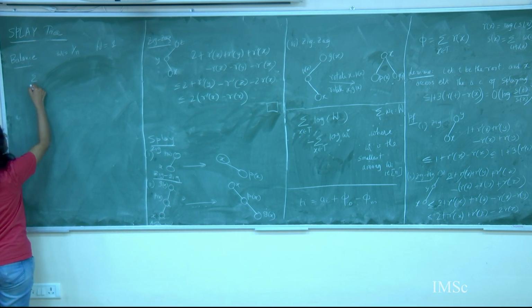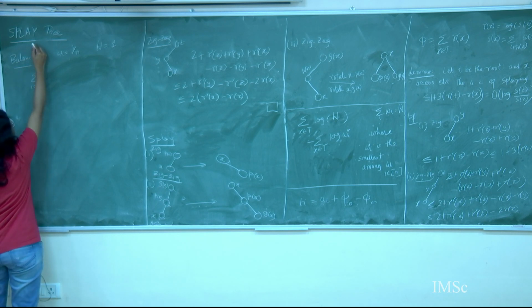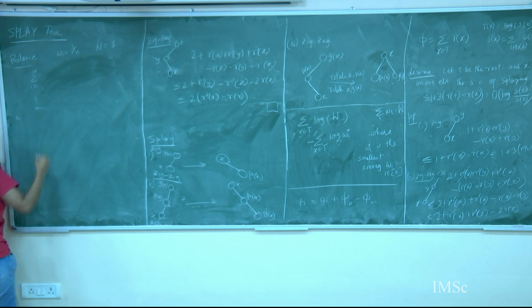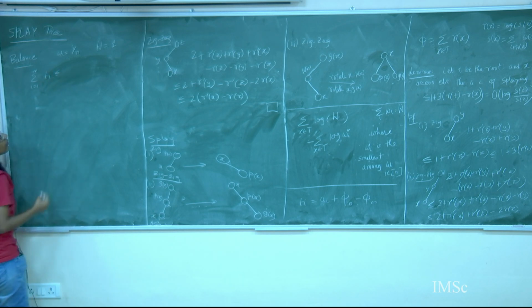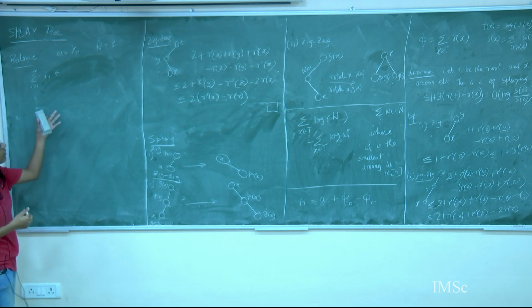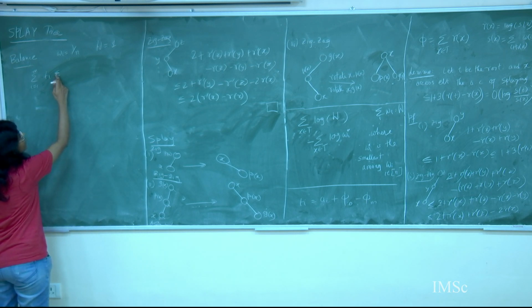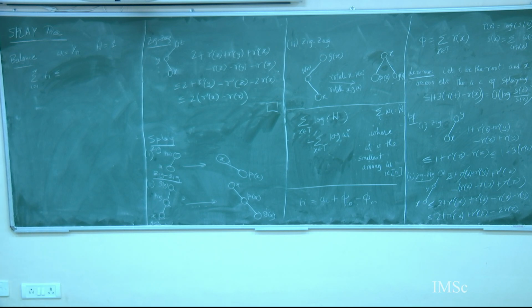So what is the amortized cost? I am looking for the sum over i. Just assume that I am accessing m elements. So Ti, this is the value I am looking for, and I want an upper bound for it. So tell me what it would be. What is the amortized cost?